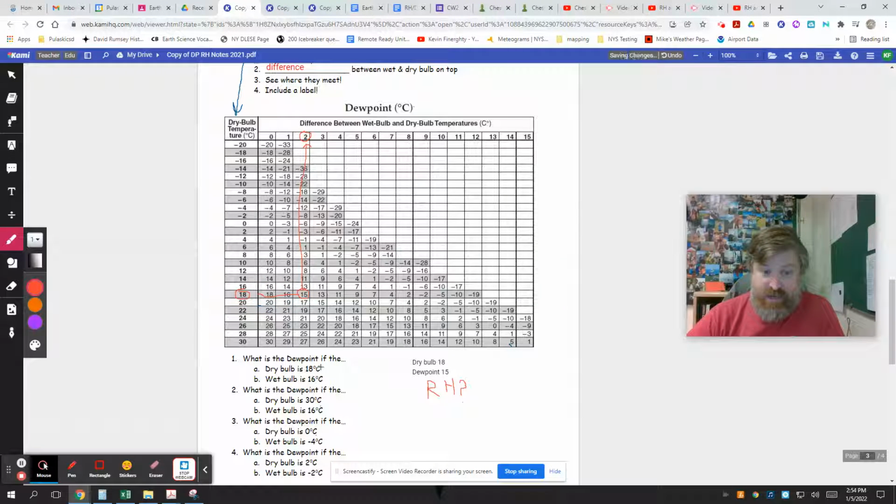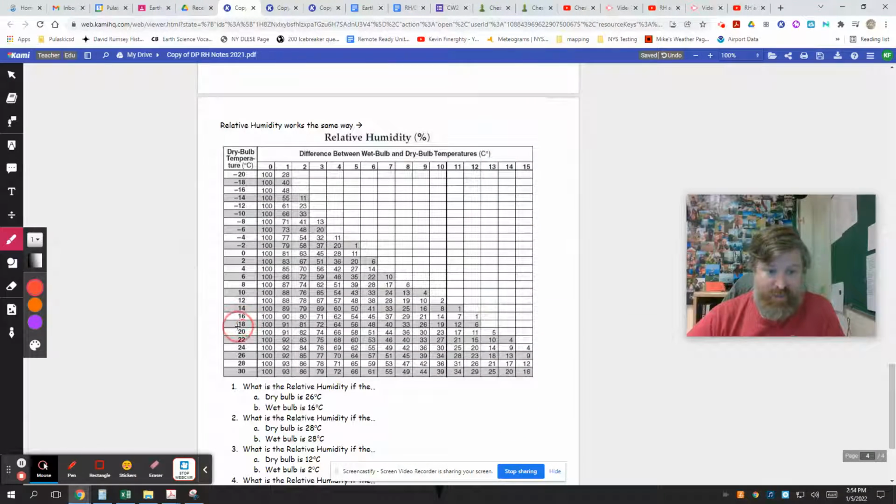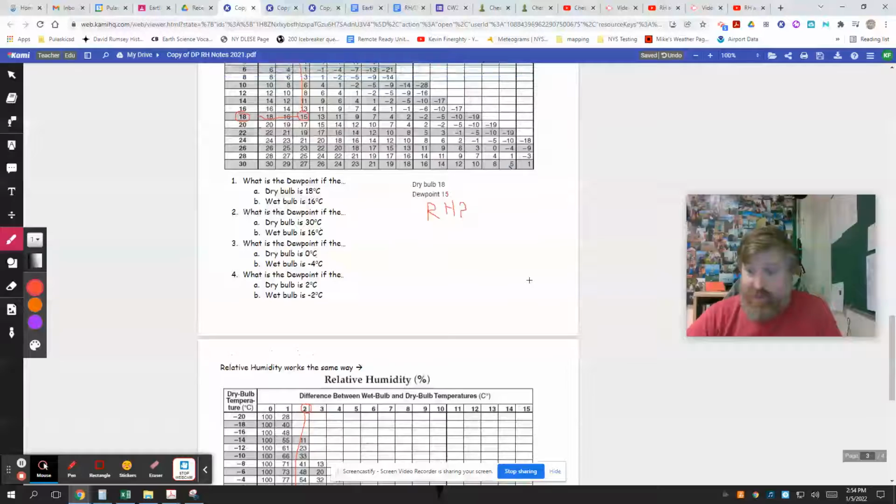Suddenly now it's kind of like one of these problems. I know that it's 18, and I know that it went down by 2. So can I figure out the relative humidity? Yeah. I'm just going to come down to this chart and basically pick the same exact spot on the chart. At 18 and 2, it is 81%.